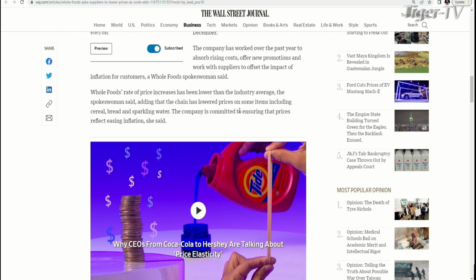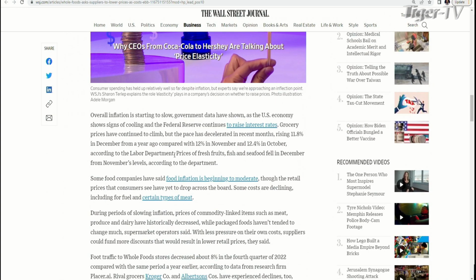Not surprising, right? What does Amazon do, man? Amazon, they forego current profits to consolidate an industry, take market share, then they do the profits at a later time. But overall inflation is starting to slow. Grocery prices have continued to climb, but the pace has decelerated in recent months, rising 11.8% in December from a year ago, compared to 12% in November and 12.4% in October.